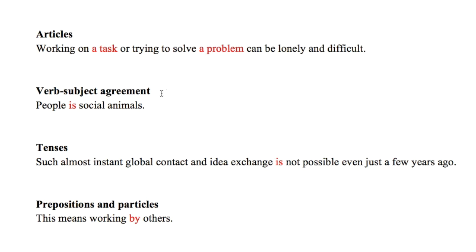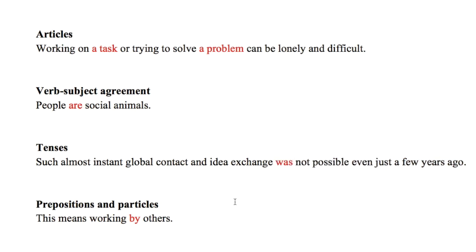Secondly, let's look at verb-subject agreement. People, which is a plural subject, needs to have a plural verb, and is wrong, so we change it to are. "People are social animals." Thirdly, tenses. "Such almost instant global contact and idea exchange is not possible even just a few years ago." So a few years ago is in the past, so we need to change the verb to the simple past tense, was.